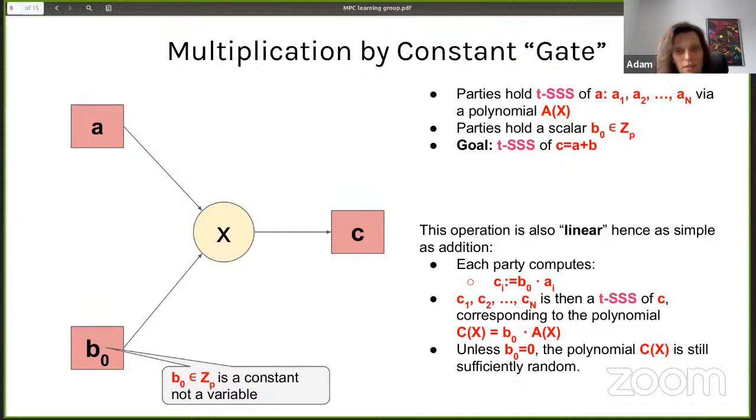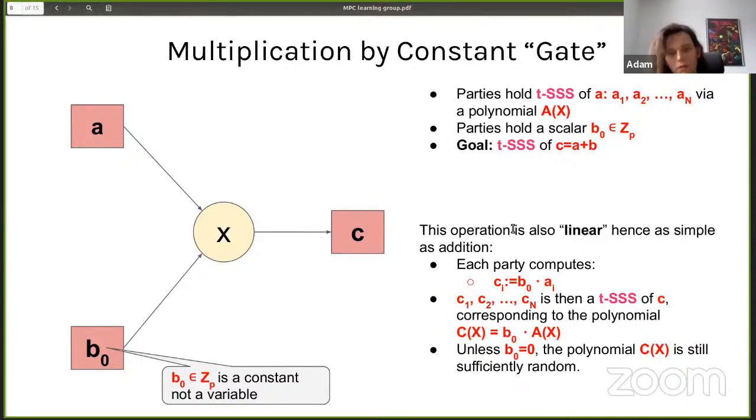The second thing doesn't differ all that much. It's multiplication by a constant. We've got A shared by secret sharing, and you've got a publicly known B0. You want to have C, which is shared and equals A times B0. Again, each party locally computes B0 times their share, and that corresponds to multiplying the polynomial by B0. And that works for the same reason as before.